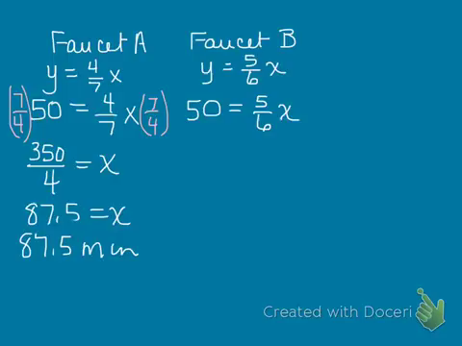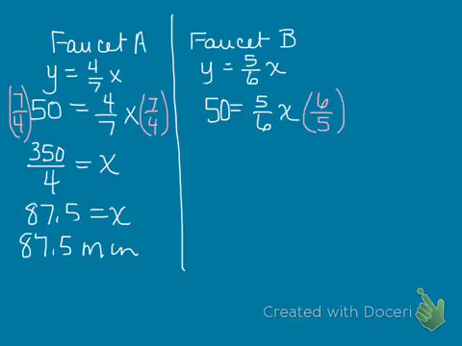All right, so we know faucet B is going to be quicker, right? Let's do the math and see if we can prove that. Okay, so for this one, we're going to multiply by the reciprocal to make the coefficient of x 1. Once again, that'll be 6/5.